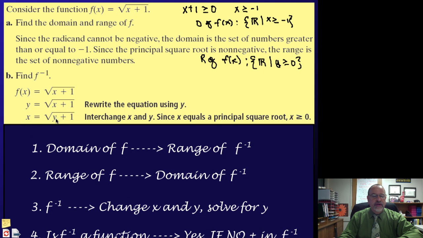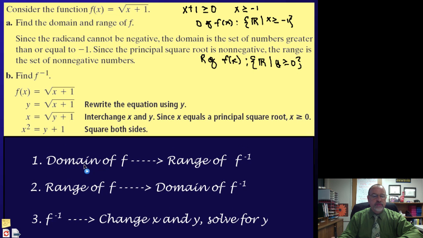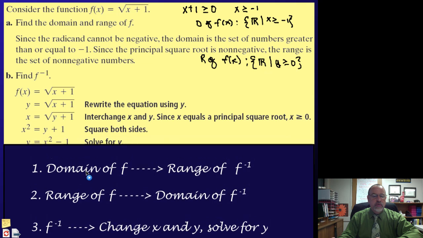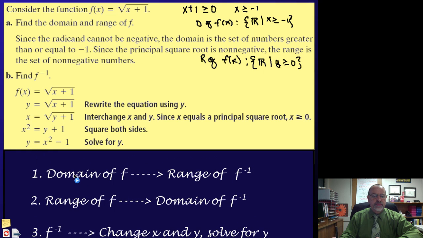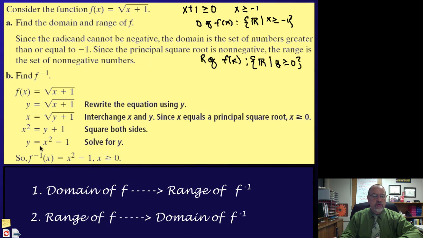And so I have that here, and now I'm going to solve for y. Now to unsquare this, I need to square both sides. So I'm going to square both sides, and then I'm going to subtract 1. So the inverse function then is x squared minus 1.